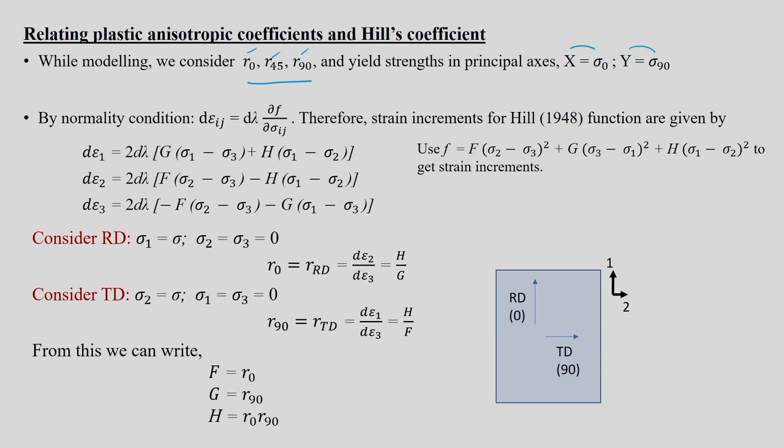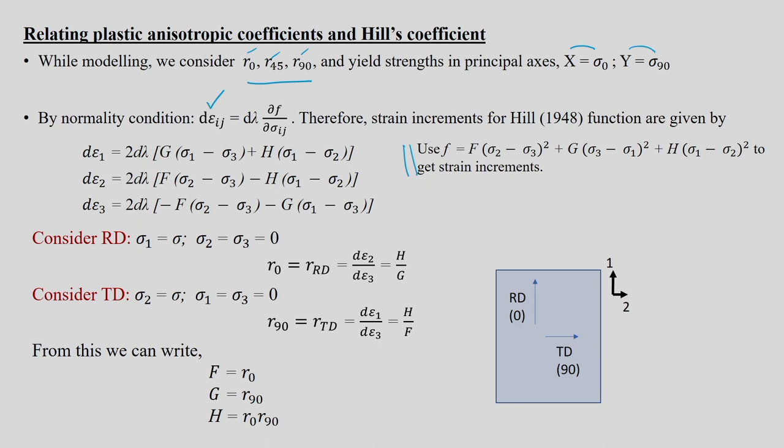So, what I am going to do now is find the strain increments. For that, we are going to use the normality condition, which we defined in the second chapter: d epsilon ij is equal to d lambda into dou f by dou sigma ij, where f is your yield function. For the Hill 1948 yield function, we use this particular f which I have given here: F into (sigma 2 minus sigma 3) the whole square plus G into (sigma 3 minus sigma 1) the whole square plus H into (sigma 1 minus sigma 2) the whole square, to get the strain increment.